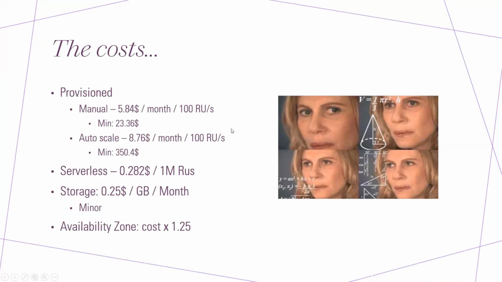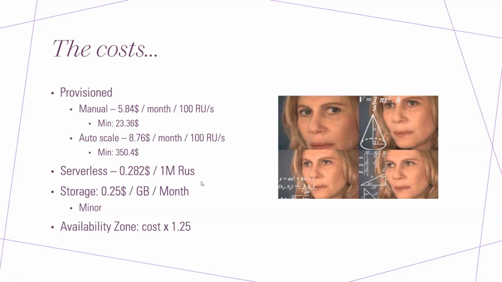Again, I brought those numbers from a year ago, so they may be slightly different. But look at those numbers: 100 RU per second, 23, autoscale, 350. So you can go with paying by the number of RUs that you use, and storage, which is not really that relevant. This is probably the easiest for you to get started with, because you don't have to manage things on your own.